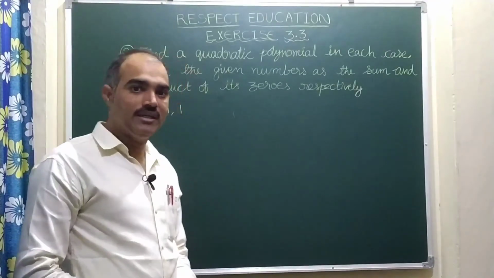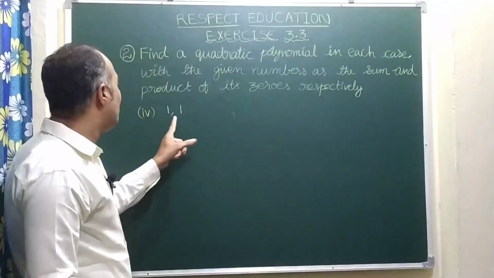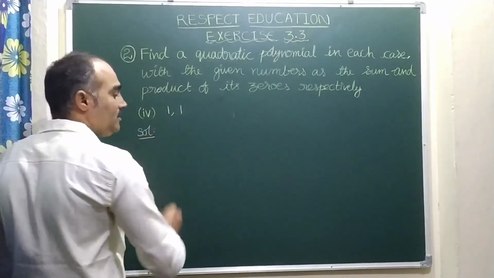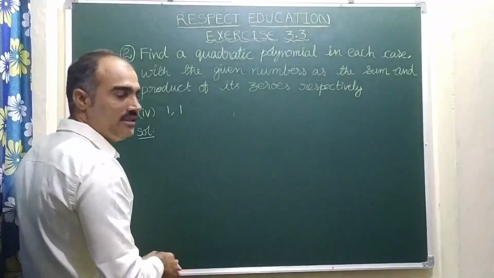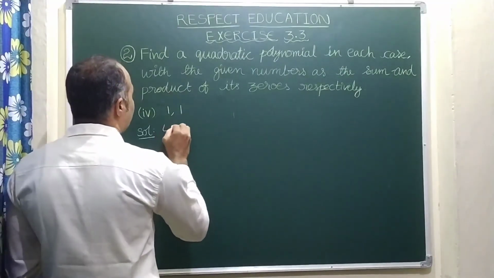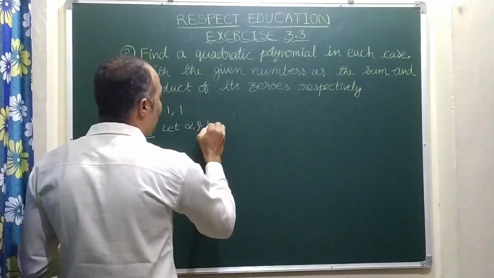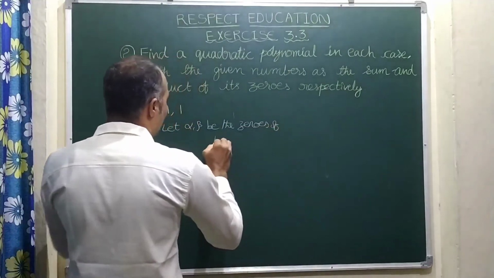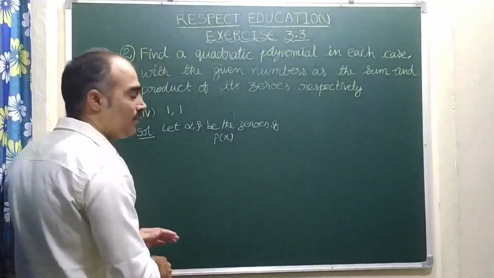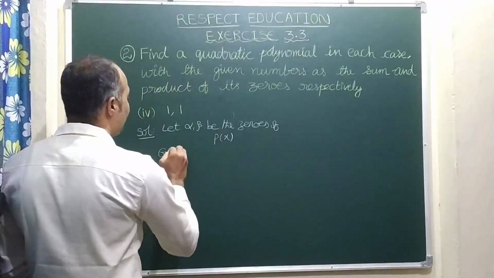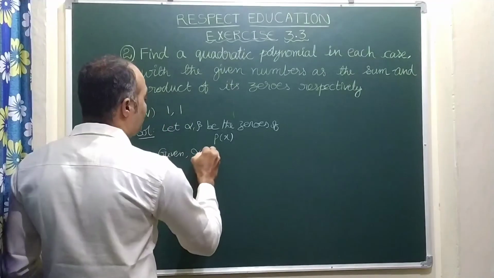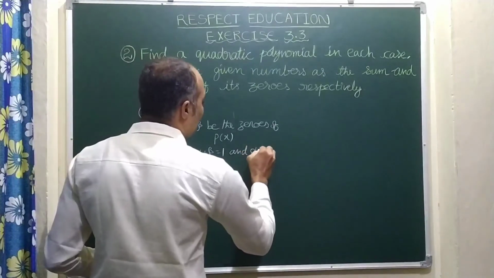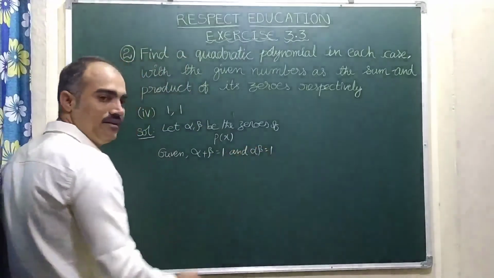Now let us see next bit, that is fourth bit, 1 comma 1. Here this first one indicates sum of the zeros and the second one indicates product of the zeros. So here let us write, let alpha comma beta be the zeros of required polynomial, that is p of x. So here given, first one is sum of the zeros, means alpha plus beta is equal to 1, and second one is product of the zeros, means alpha beta is also 1.